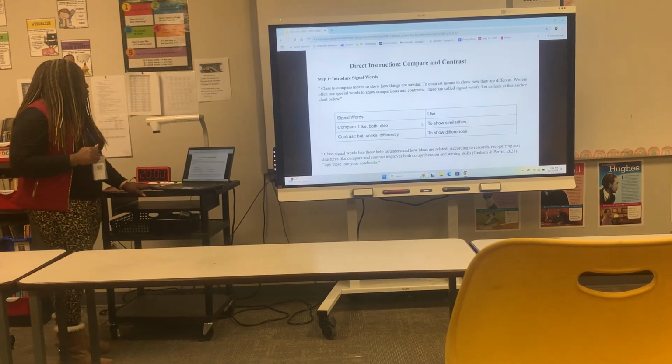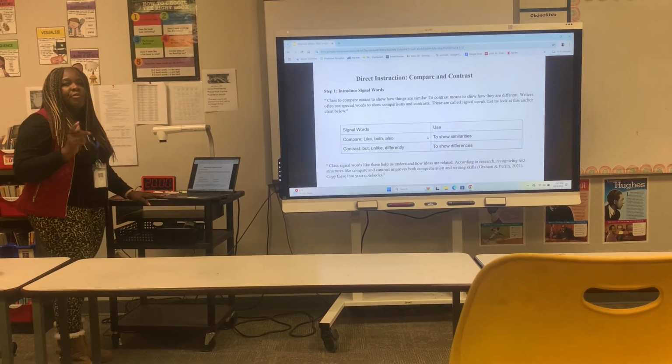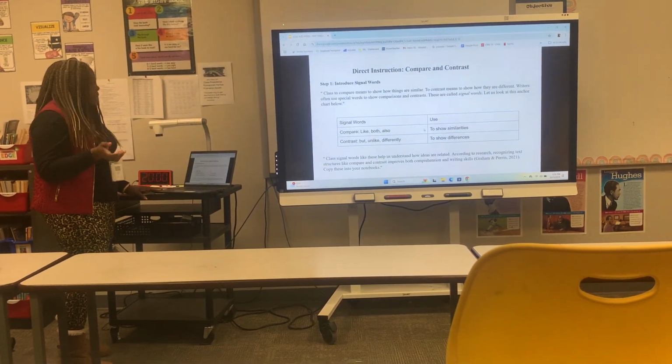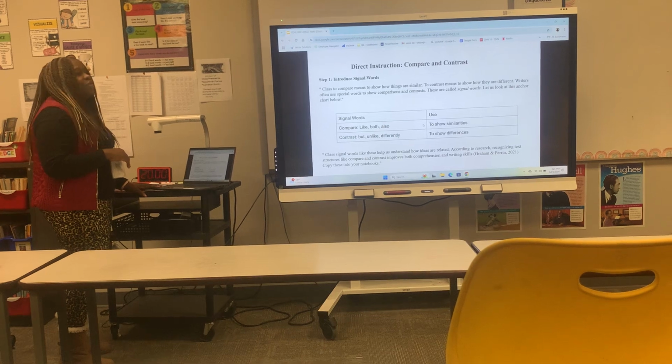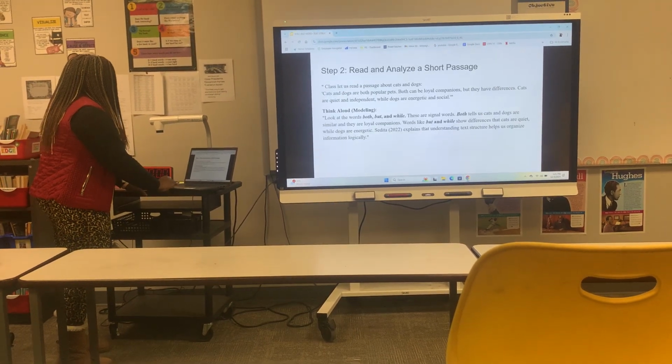Writers often use special words to show these comparisons. These are called signal words. For example, if we're comparing, we use words like both and also to show similarities. If we're contrasting, we use words like but, unlike, and differently to show differences.